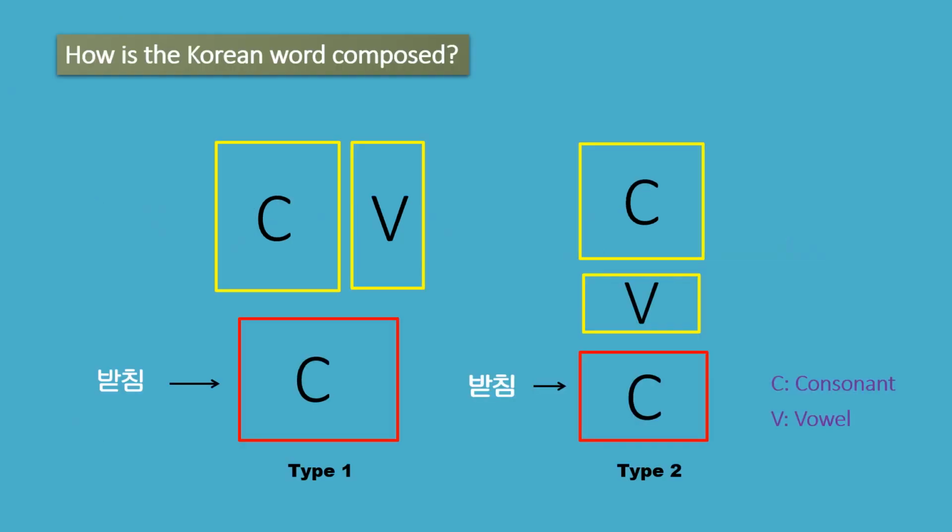Right? Okay, how is the Korean word composed? Alright, there are two types, type 1 and type 2. As you see, there are three rectangles. Right? Type 1. C is consonant and V is vowel. So C, V, and C. Okay, we call this 받침. Consonant and vowel and consonant.